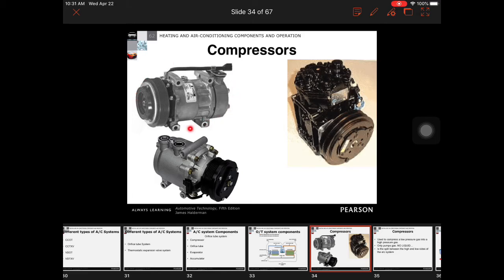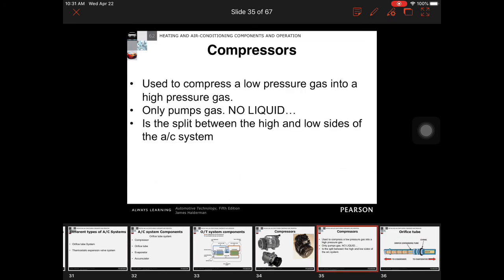So the pump is going to pump the same amount every revolution no matter what. And we'll talk about that more in depth later. Just know the compressor is going to look like this. And the compressor's whole function is that it is used to compress a low pressure gas into a high pressure gas.